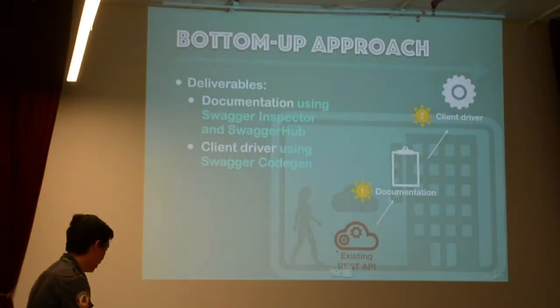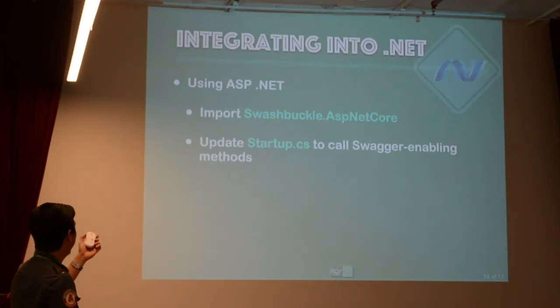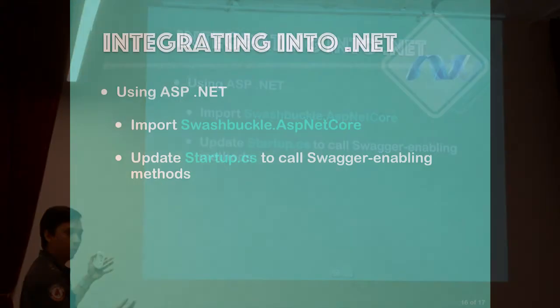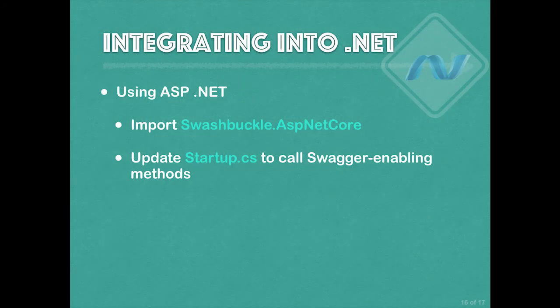So we're down to our last 2 slides. How to integrate into .NET. So we haven't covered yet some .NET codes. So what I'm going to do is just use ASP.NET. I'm going to import swashbuckle.aspnet core and then update startup.cs to call Swagger enabling methods. So we import this library in the NuGet packages.